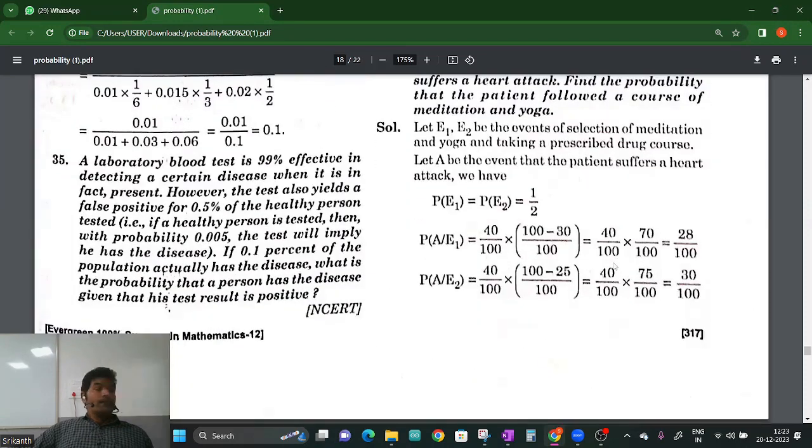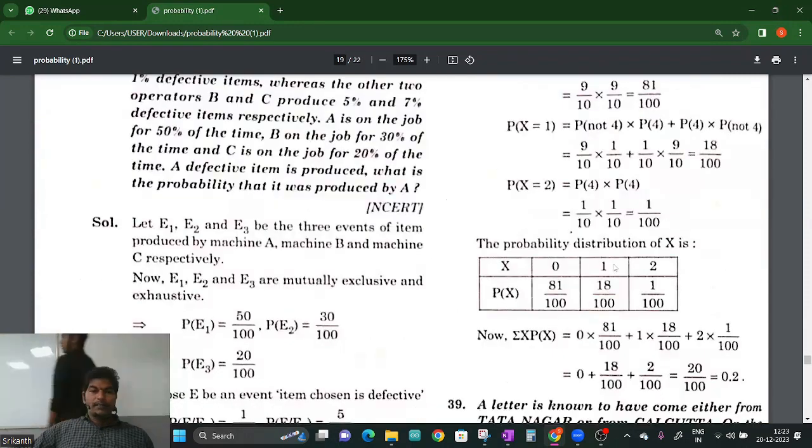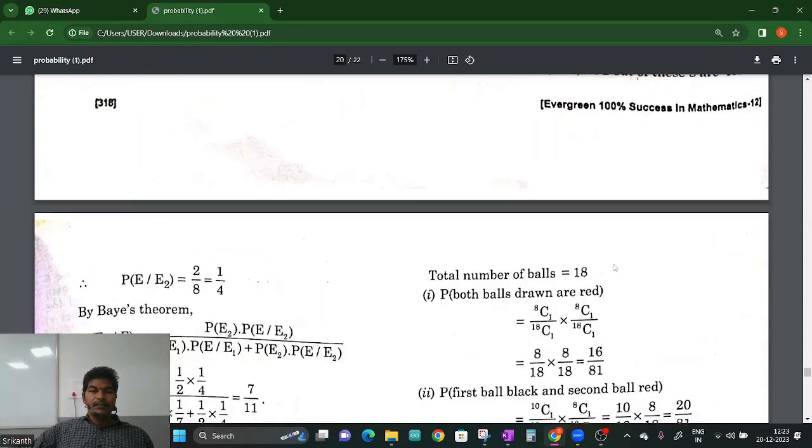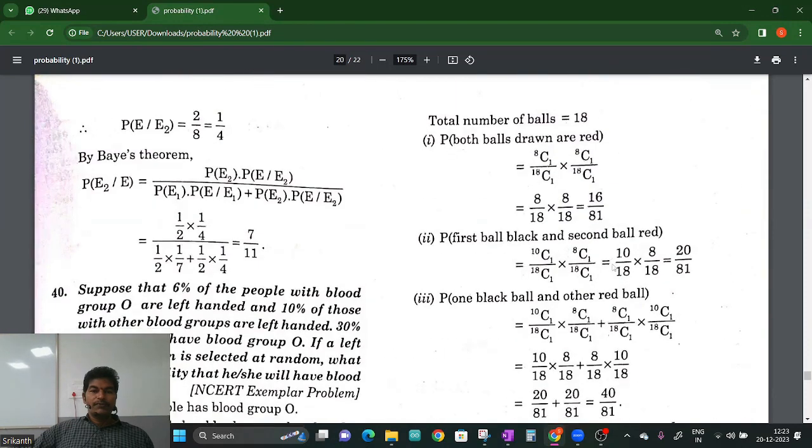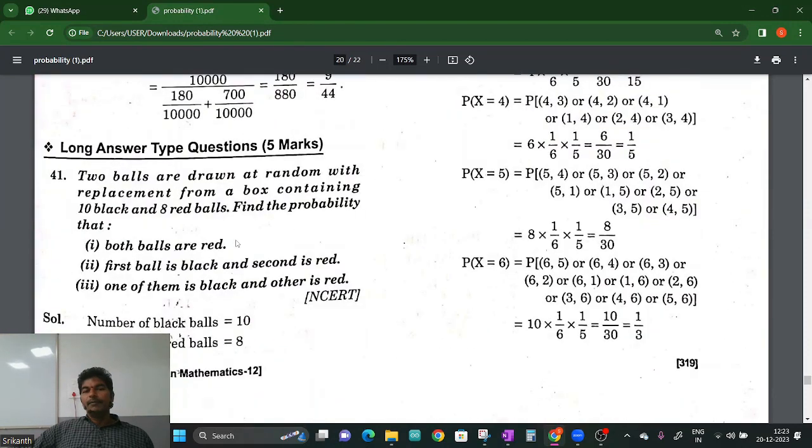Okay. Look at the remaining problems 36 and 37, 38, 39, and 40. Do practice of these questions, up to 40 questions, and check the remaining 5 marks questions also. It is the same as the 3 marks questions. Okay. That's the end of this probability chapter. And in the next class, we will discuss the remaining concepts.